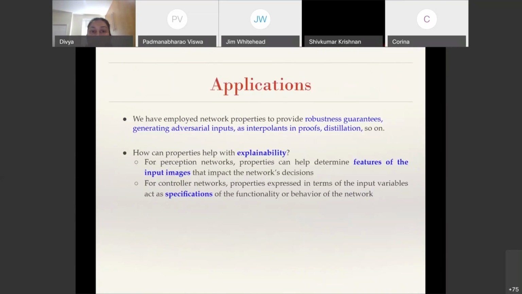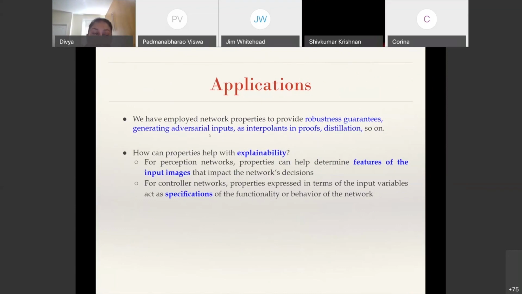So we've employed these network properties that we extract to provide robustness guarantees, generate adversarial examples for proof decomposition, distillation, and so on. But the focus of this particular talk is going to be how we can use these properties for explainability. So to start with, the properties that we extract, when expressed in terms of the input variables, themselves serve to explain the network's decision in terms of the characteristics of the input, and so they act as formal explanations.